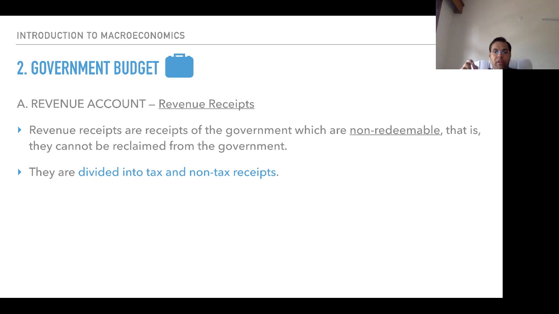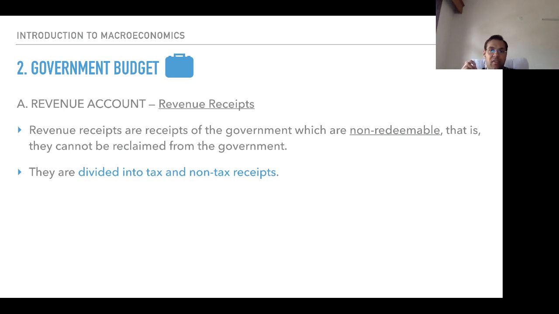Revenue receipts are receipts of the government which are non-redeemable. When we talk about non-redemption, it is something that you cannot claim, and that is not something which would give you any long-term benefit. This is considered to be revenue receipt. So revenue receipt of the government of India is whatever you have charged in the form of taxes, whatever fees or utility charges or interest that the government of India has charged.